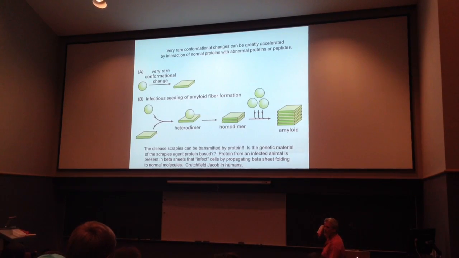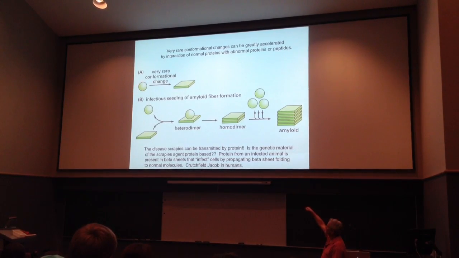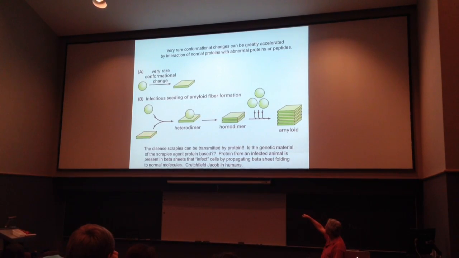The conformation changes. So that rare event occurs when the native protein forms into beta sheets. But the thing that's sort of interesting is that a protein that's misfolded, this guy here, the prion protein, PrPSc, can cause a native protein to misfold. So it induces misfolding.